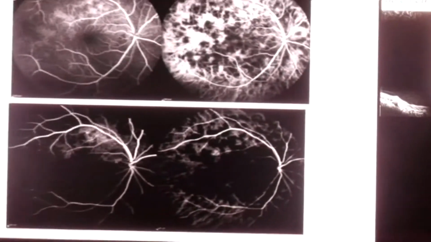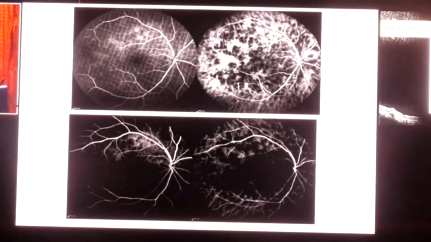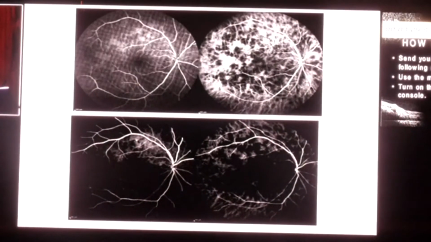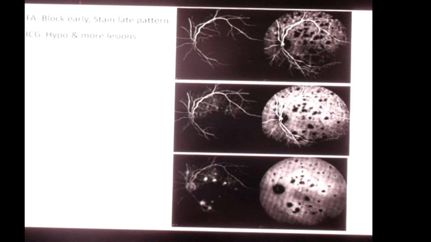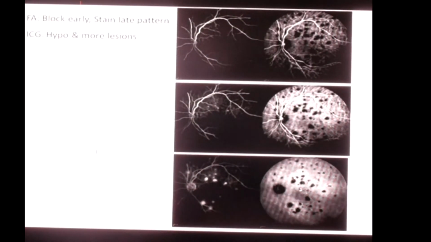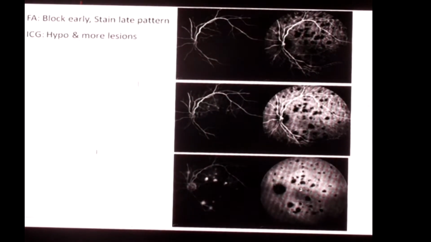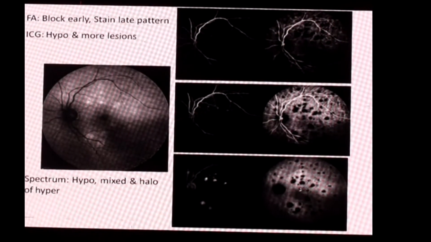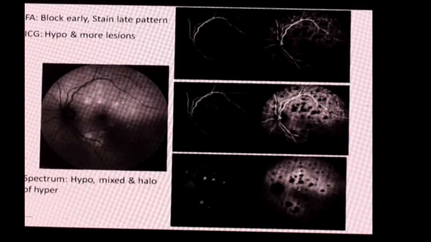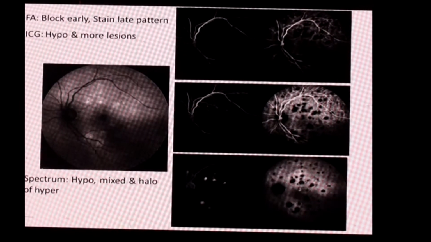And towards the later stages, these start staining, but the ICG remains the same. In fact, it shows more lesions on the ICG than the FFA. So this is a typical pattern. Fluorescein angiography shows block early and then stain later, and ICG shows more hypo areas and more lesions. And with time, the lesions tend to disappear on the ICG.